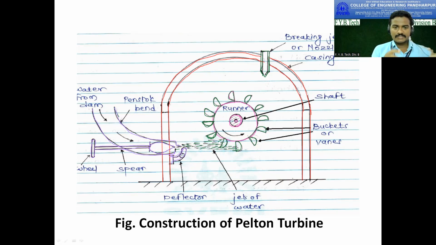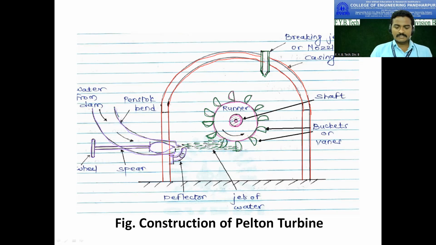If you see the cross section, inlet is larger and exit is smaller, so definitely the velocity at the entry and exit is different. So here, the water is coming through the penstock. Whatever the pressure energy is very high, and that pressure energy is converted into kinetic energy of the water by using a nozzle. So this is called an impulse turbine.